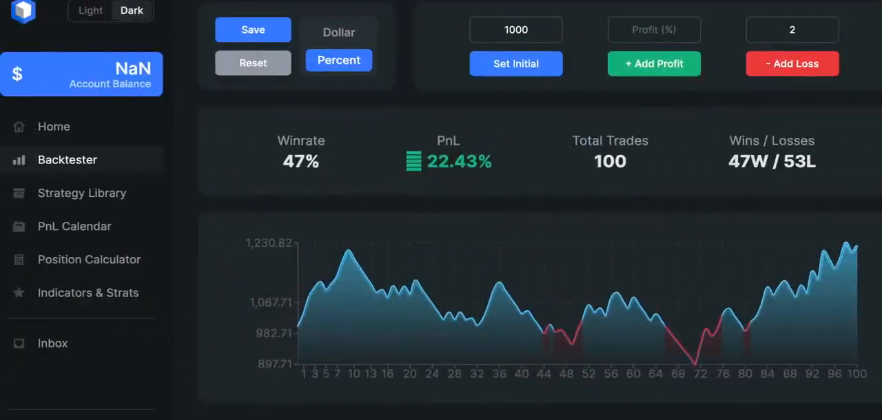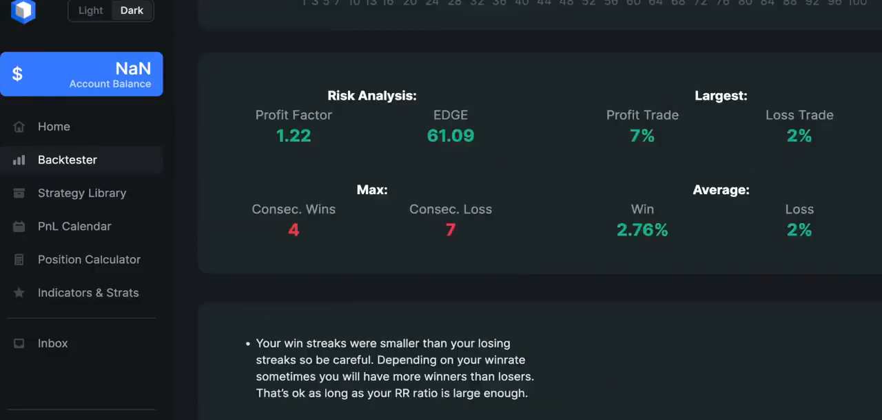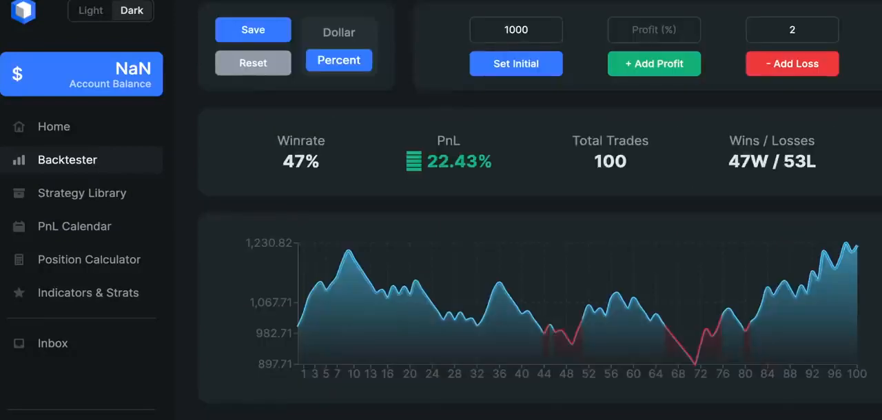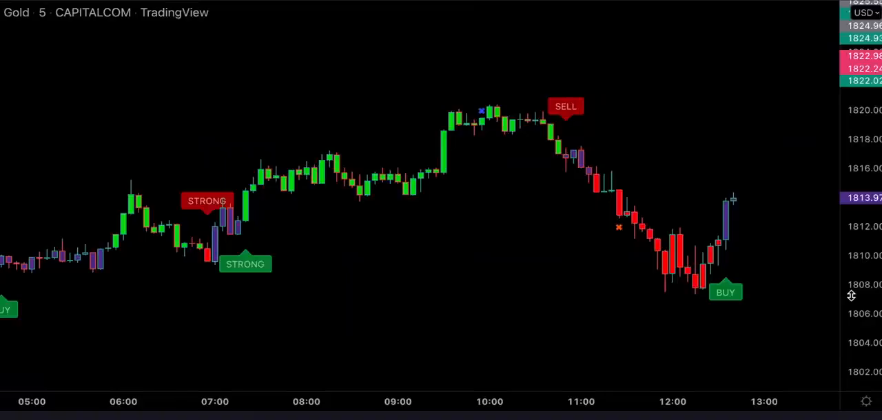Okay, so after 100 tests, we see the win rate hasn't changed at all, which is quite disappointing, and we actually made less profit with the strategy. The equity curve looks all over the place, so yeah, this strategy is definitely not reliable. Our profit factor is 1.22, and we had 4 consecutive wins against 7 consecutive losses. So overall, I would say this strategy is pretty lame. I think these buy and sell signals are not accurate enough.